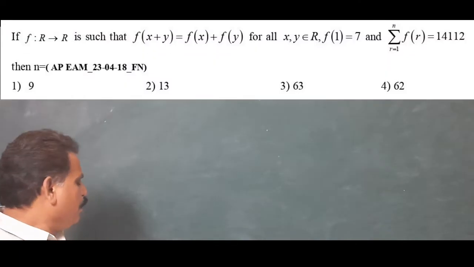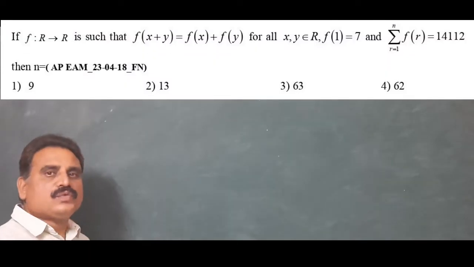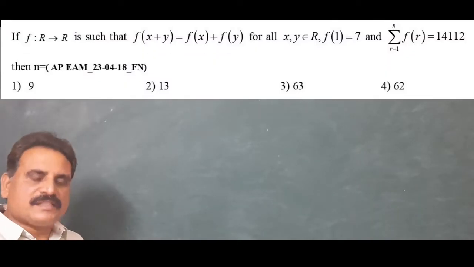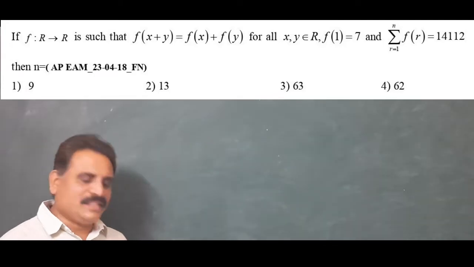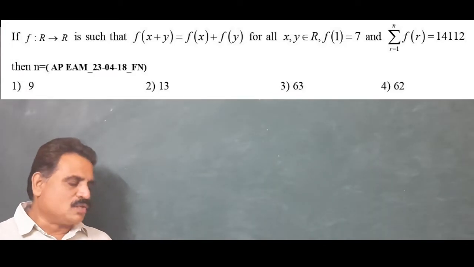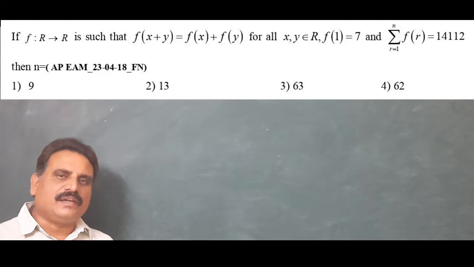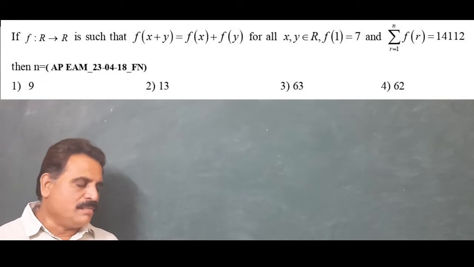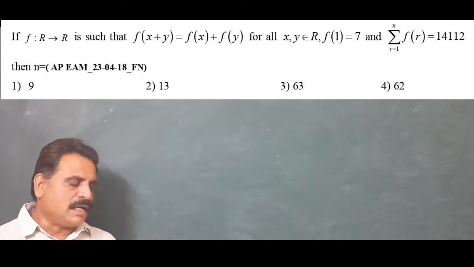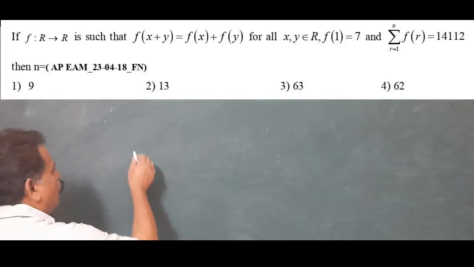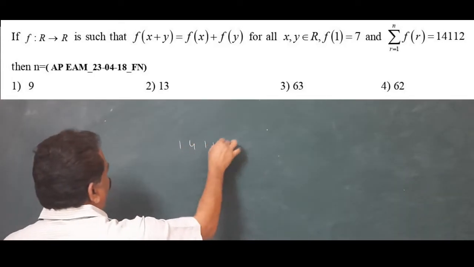Now, let us discuss the second question. f mapping from R to R such that f of x plus y equals f of x plus f of y, the functional equation, for all x, y belongs to R. f of 1 equals 7 and sigma r equals 1 to n f of r equals 14112.